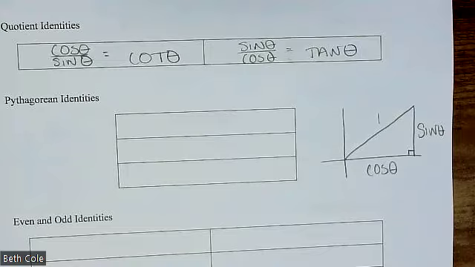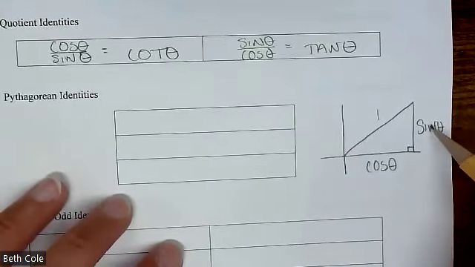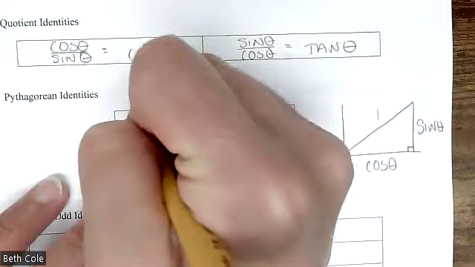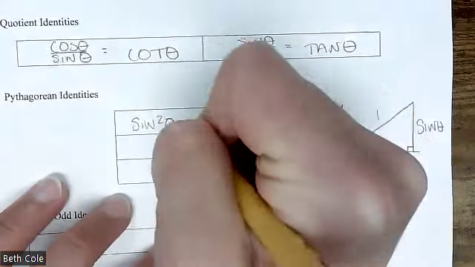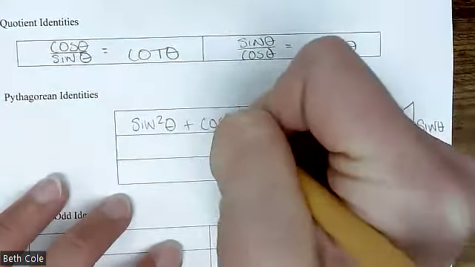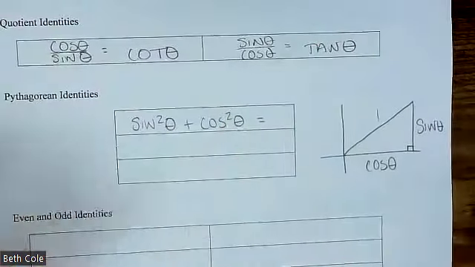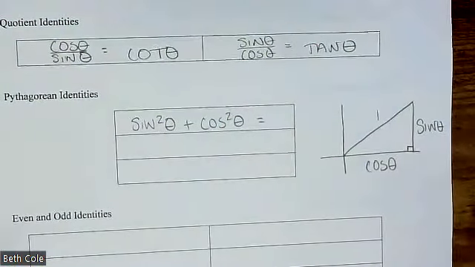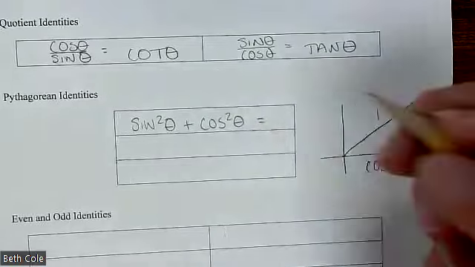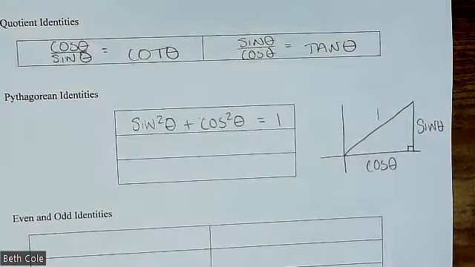So if you do Pythagorean theorem, you remember a squared plus b squared equals c squared? So you're going to have sine squared plus cosine squared equals 1 squared, which just is 1. So it's sine squared plus cosine squared equals 1.